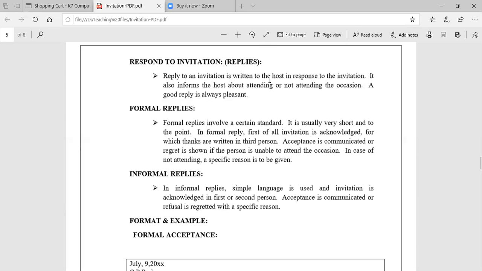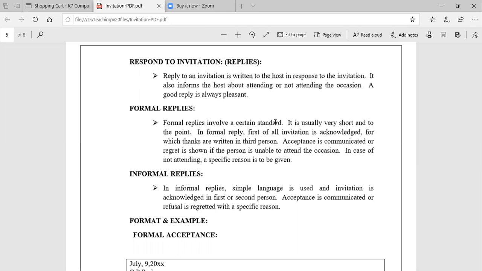What have we used in informal invitations? In informal invitations, we have used the note format. That same note format can be used for all the replies, formal replies or informal replies. Formal reply, acceptance or refusal. Informal replies, acceptance or refusal.